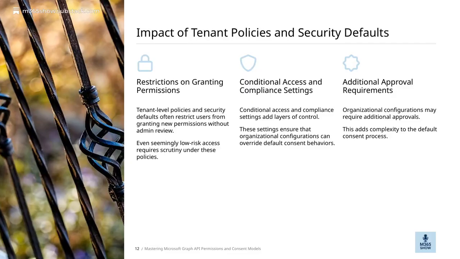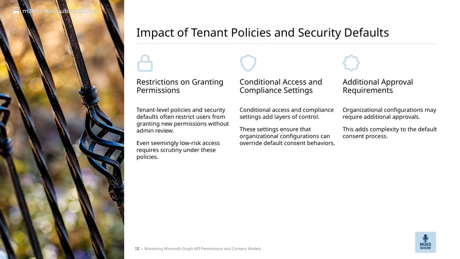As we master the Microsoft Graph API permissions and consent models, it's important to recognize that organizational configurations might require additional approvals. This means that the default consent process becomes a bit more complex because there are extra layers of control to consider. Conditional access and compliance settings are key here. They add these layers of control to ensure that organizational policies are enforced. These settings can override default consent behaviors, providing organizations with the ability to enforce specific security requirements.